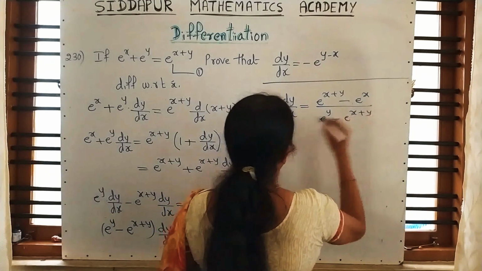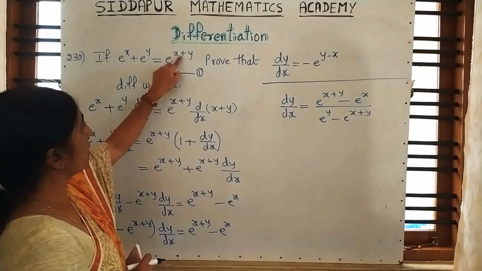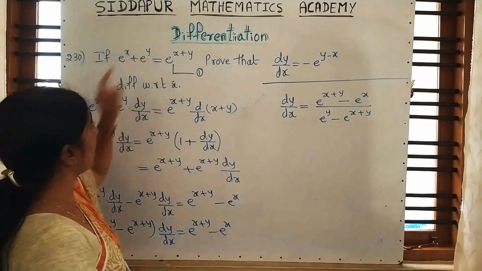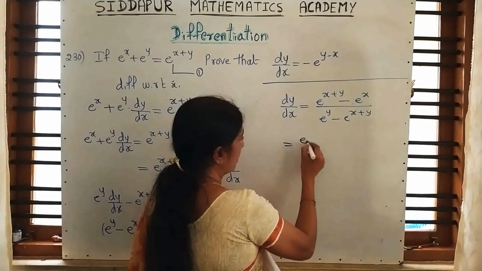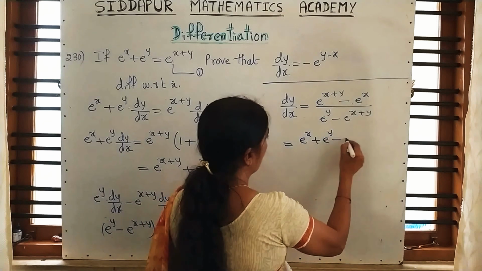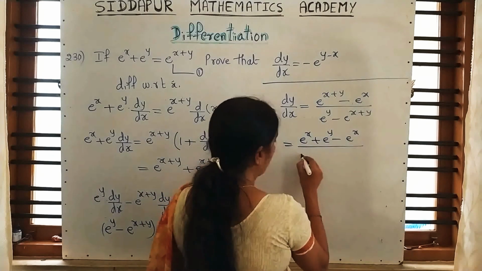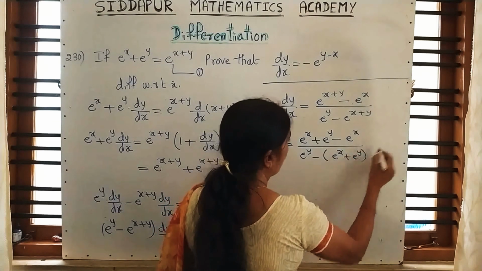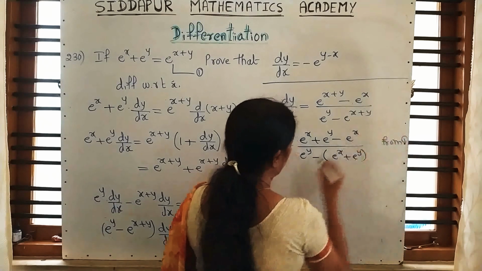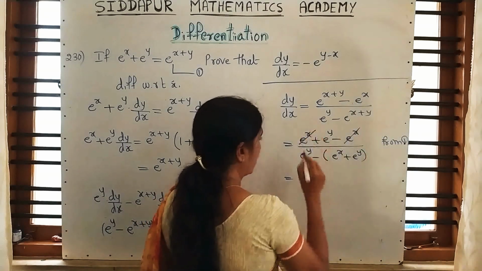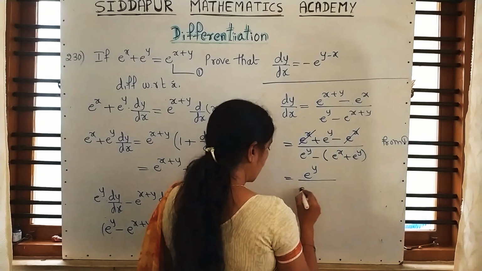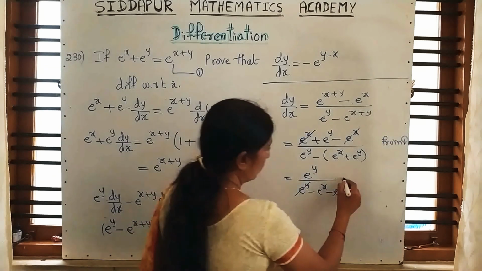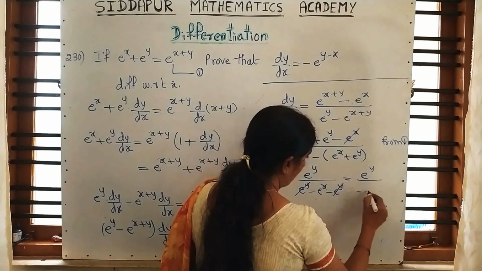Here, see in equation 1, e raised to x plus y is nothing but e raised to x plus e raised to y. That means in place of this you can write this one. So it is e raised to x plus e raised to y minus e raised to x, divided by. And here outside we have a minus, that's why I wrote in the bracket. From where did you write? From 1 we wrote this. Here plus e raised to x minus e raised to x gets cancelled. In the denominator take minus inside the bracket. What is remaining? E raised to y minus e raised to x.